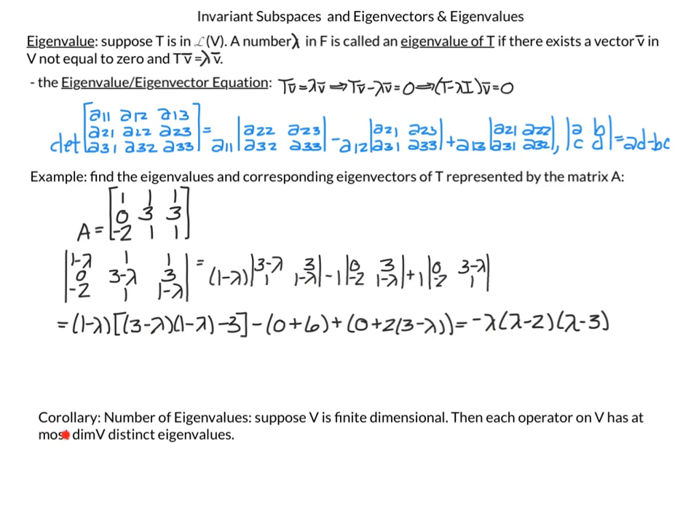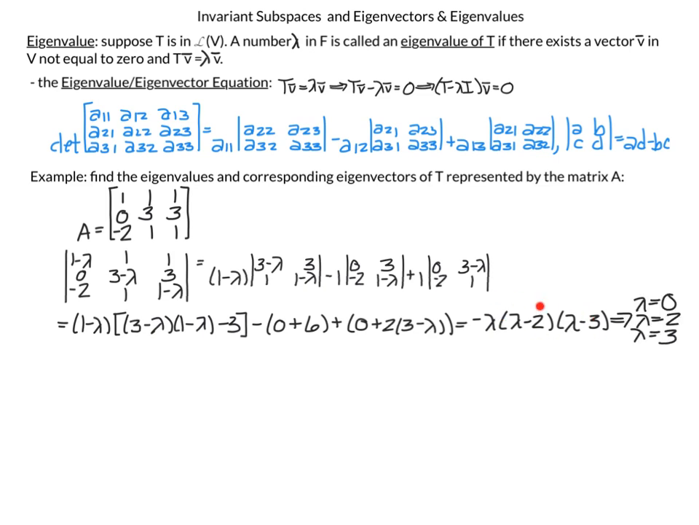The reason why we say at most is it's possible, like in our last example, we could have something of this form, lambda minus 2 squared, in which case lambda equals 2 is our one distinct eigenvalue. It's just that it's repeated twice. Setting this equal to 0 then, we get lambda equals 0, lambda equals 2, and lambda equals 3 as our eigenvalues. So I am going to show you lambda equals 2.